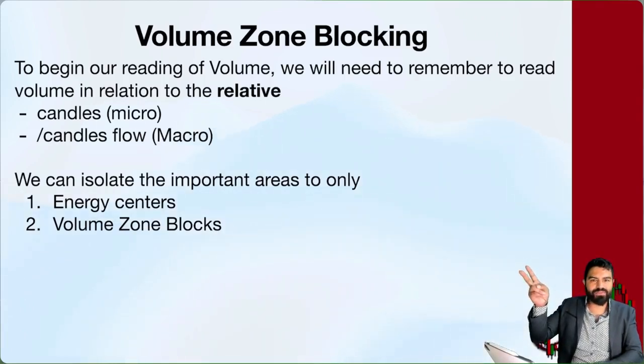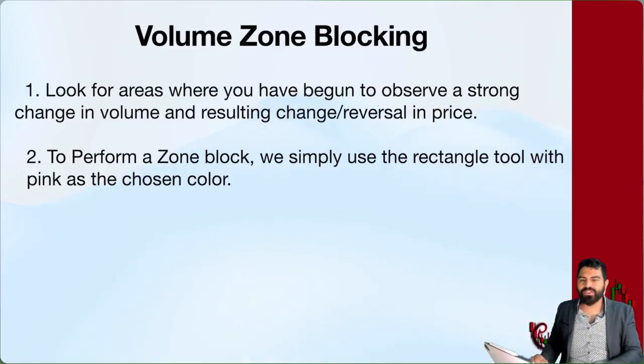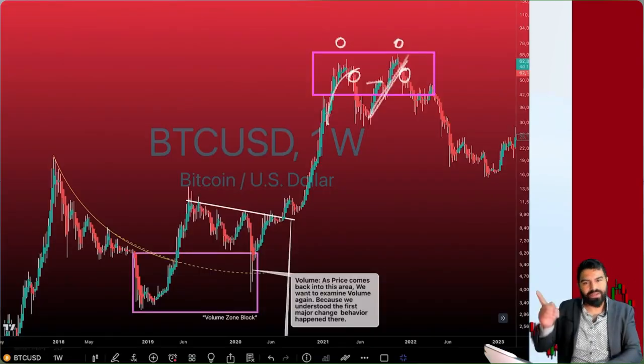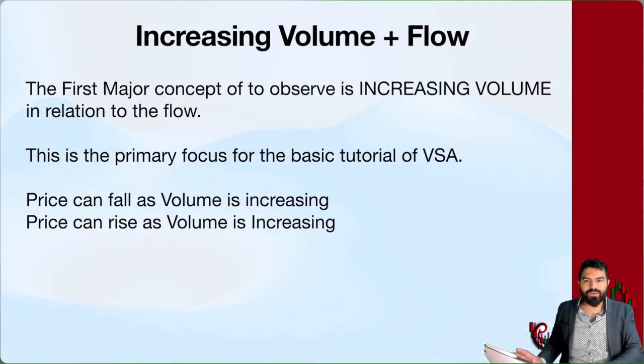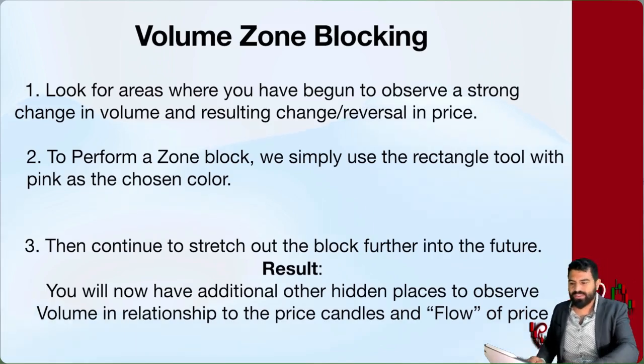Okay, energy centers and volume zone blocks. Number two, you're going to perform a zone block. We simply use the rectangle tool with pink as the chosen color. Okay, those rectangle square blocks with pink as the color. Number three, then continue to stretch out the block into the future. The result is you will now have additional hidden places to observe volume in relationship to the price candles and the flow of price. So even if you don't know how to read it, we can start knowing where to read it.